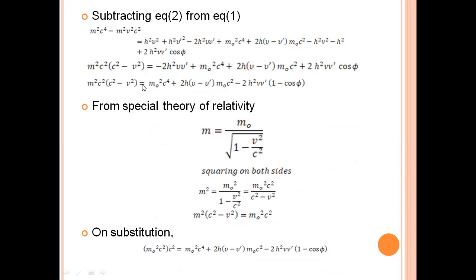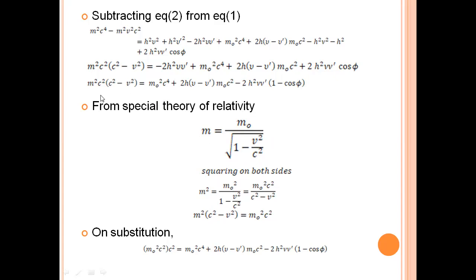Now to have all the terms in terms of the rest mass of the electron, we are going to use the special theory of relativity to change mass into terms of rest mass. So m is equal to m naught by root over 1 minus v square by c square. This is from the special theory of relativity. Now just squaring on both sides, you'll get m square is equal to m naught square by 1 minus v square by c square. Just rearranging the terms, you'll get m square into c square minus v square is equal to m naught square c square.